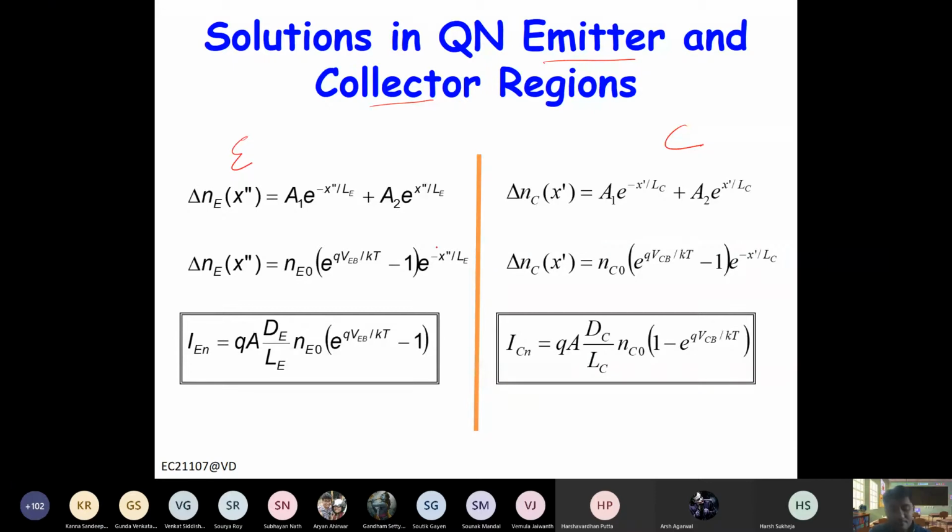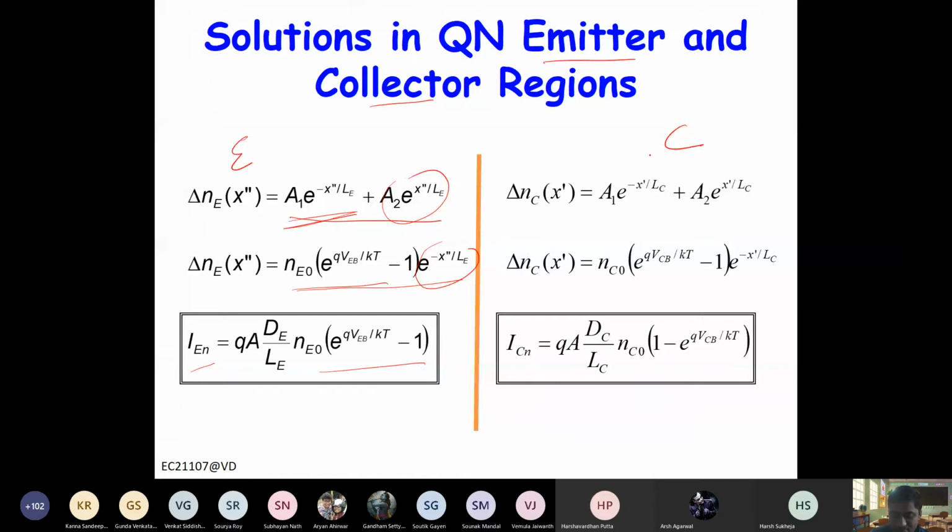When you solve the minority carrier diffusion equation, you will have two terms, but this is basically one way, so you can ignore one term. You will only have e to the power minus x by L, and that will be the profile. Then when you take the derivative, you get IEN. So IEN is Q A D by LE, because if you take the derivative it will become 1 by L. So this will come here, and the rest is reproduced.